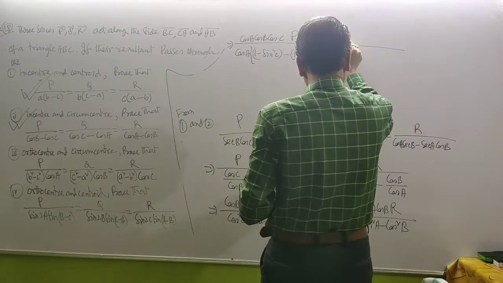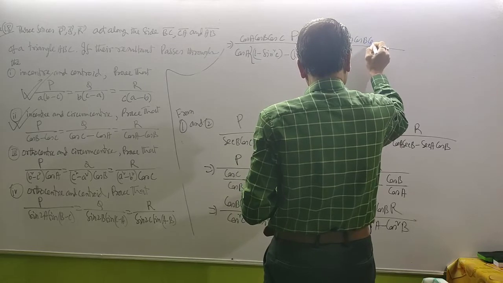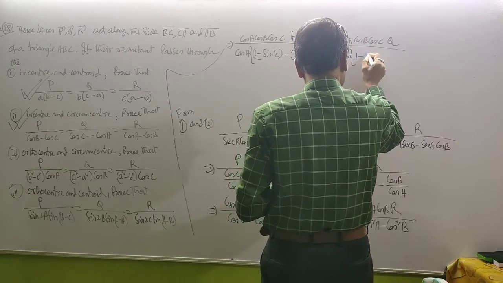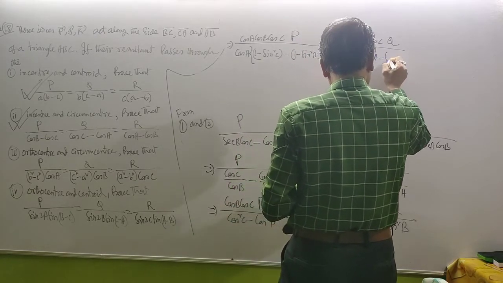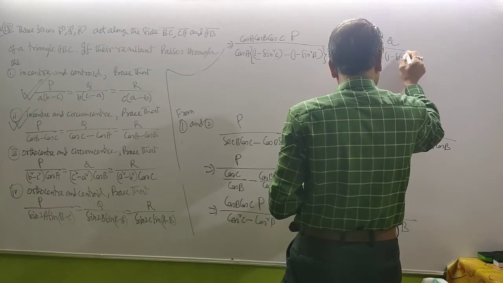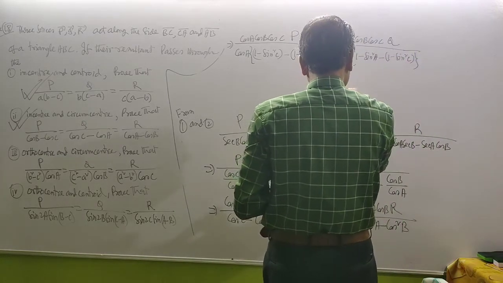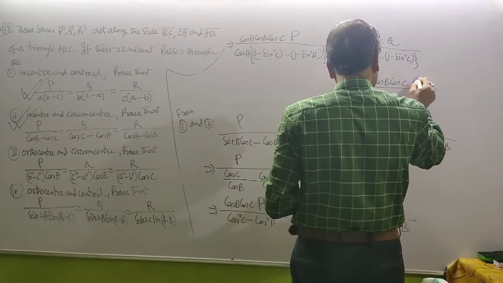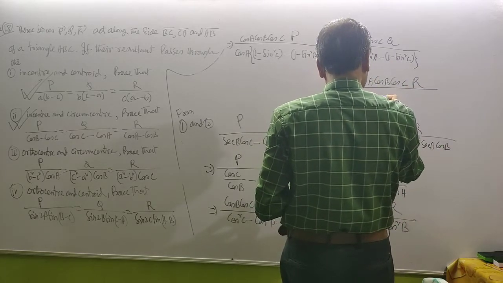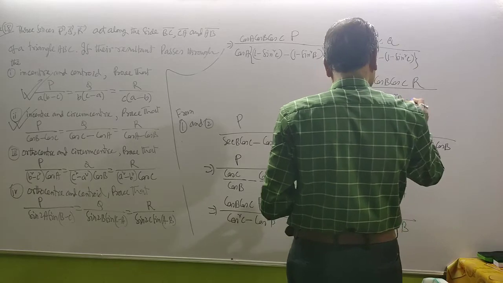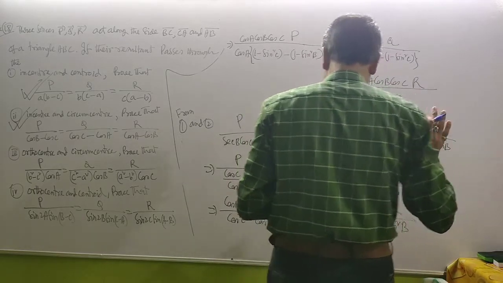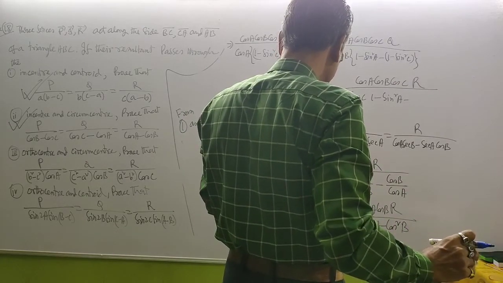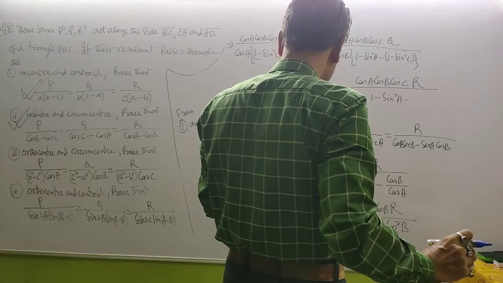This is equal to cos A cos B cos C. Cos C Q cos B, 1 minus sine square A minus 1 minus sine square C. This is equal to cos A cos B cos C. It will be cos C, 1 minus sine square A.